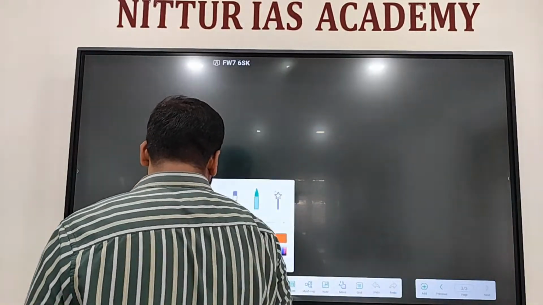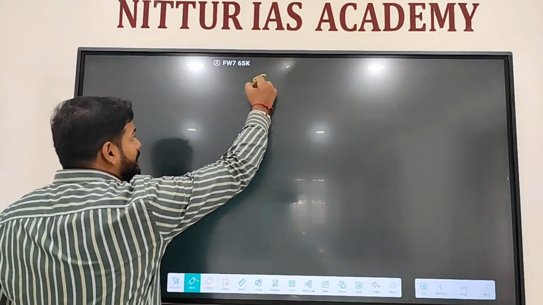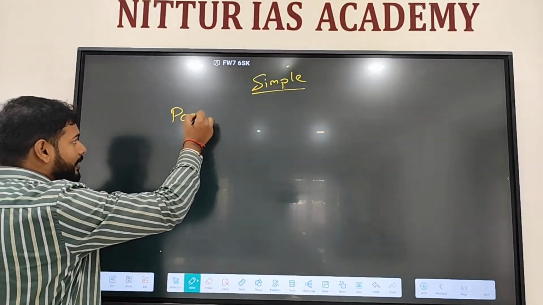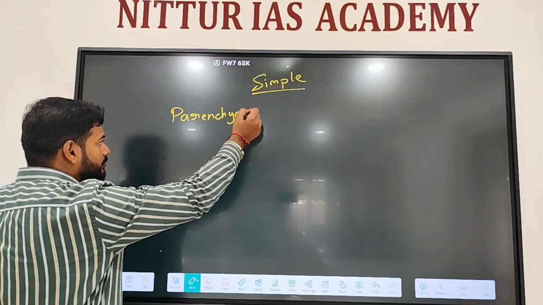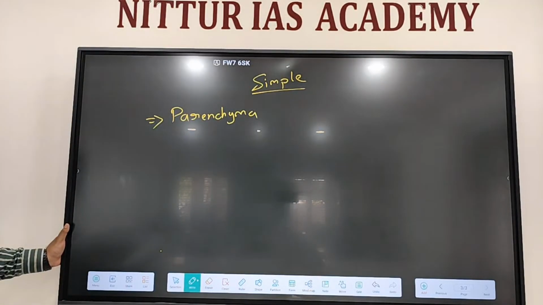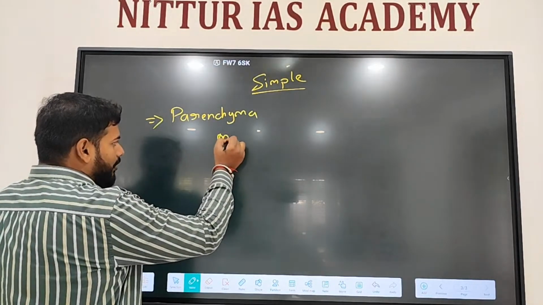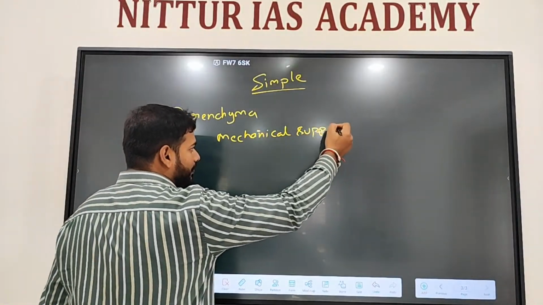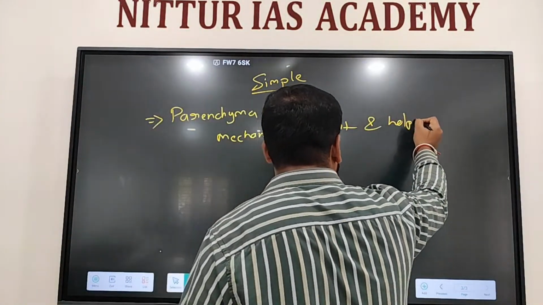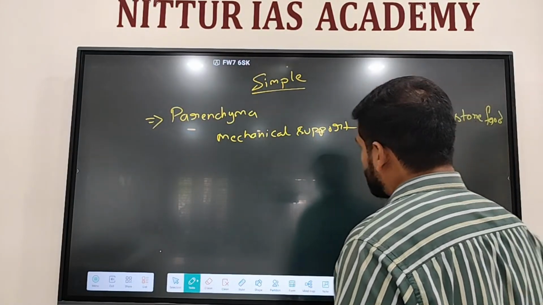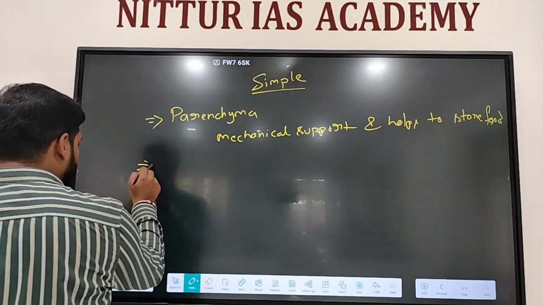Then we have permanent tissue, under which we have simple permanent tissue, parenchyma. The main function of parenchyma is to give structural support, mechanical support. That's it. And it helps to store food. Parenchyma.